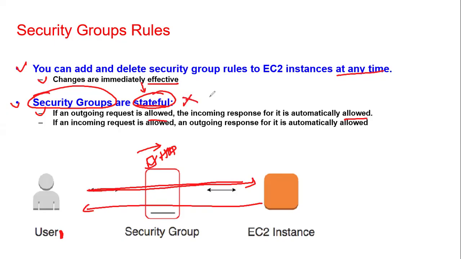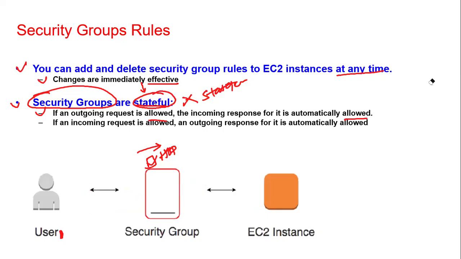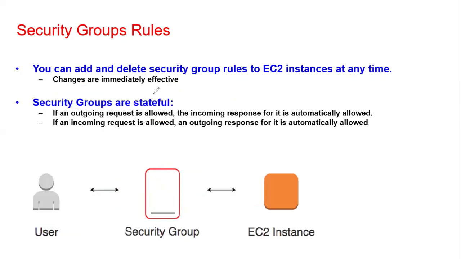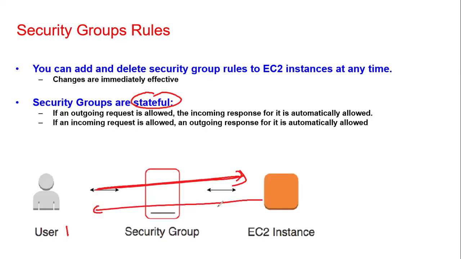What is the opposite of stateful? Stateless. So what is the meaning of stateless? Stateless means you need to create the rule for both inbound and outbound traffic. Let us say user one is sending the request for HTTP. You need to allow the HTTP traffic for inbound and outbound traffic both. This is the meaning of stateless, but it is not stateless. The security groups are stateful. If the request is going to the EC2 instance, it will allow the outgoing response as well. This is the meaning of stateful. Remember this point.